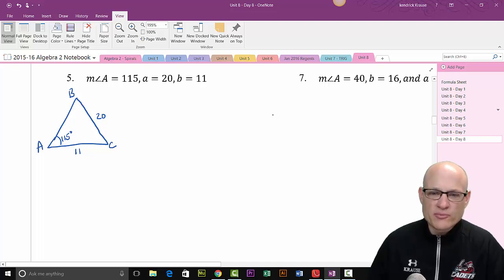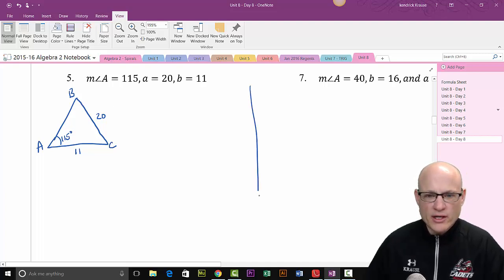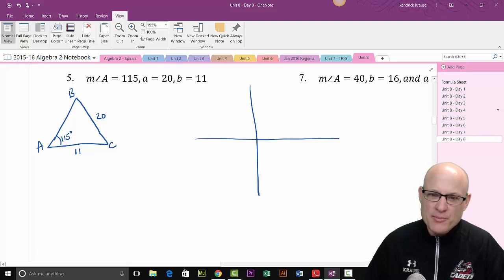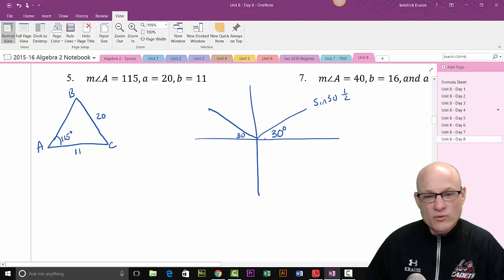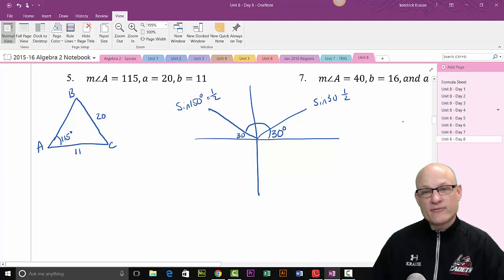So let me just explain this to you a little bit right over here real quick. And I'll try to do this in class as well. The way it works is because sine could be positive in the first quadrant. Let's say we have a 30-degree angle in the first quadrant. I know that the sine of 30 degrees is 1/2. If I come to the second quadrant, same reference angle, but really what I'm talking about is angle 150. So the sine of 150 is also 1/2.